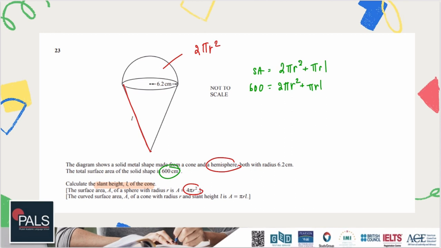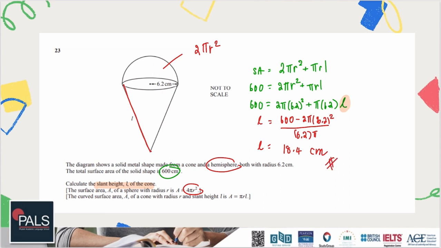So we can bring pi r out, right? We will substitute 2 pi, r is 6.2 squared, plus pi, r is 6.2, times l. We want to find the slant height, l. So I rearrange: l equal to 600 subtract 2 pi times 6.2 squared, over 6.2 pi. So after calculating, the answer is 18.4 centimeters. This is the answer for the last question.